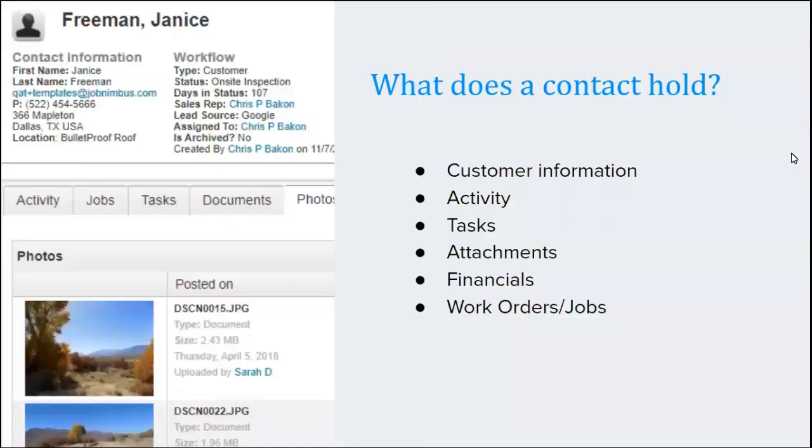So your contacts page is kind of like a filing cabinet. And all of the contacts that you see in there are like folders. And each folder contains all these different files, which are like tabs. You can see in this little picture, we have the activity, jobs, tasks, documents, photos. Those are your tabs where you can access all the information in your contact. And we'll go through a lot of these tabs in detail.